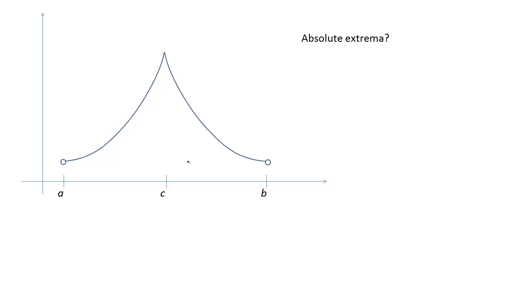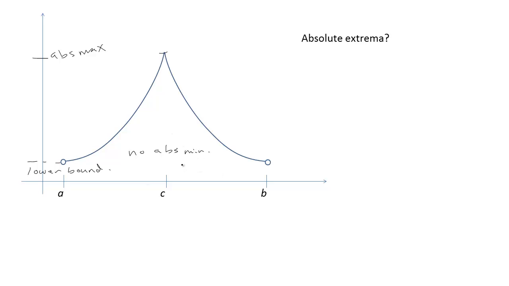Okay, this function is kind of interesting. It has an absolute max, but it doesn't have an absolute min. It looks like it has a lower bound, so it has a greatest lower bound, but it doesn't ever achieve that value. So there is no absolute min.